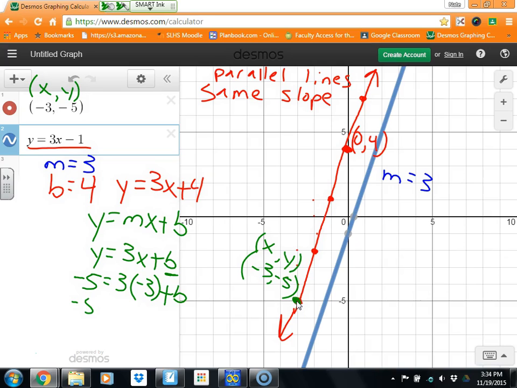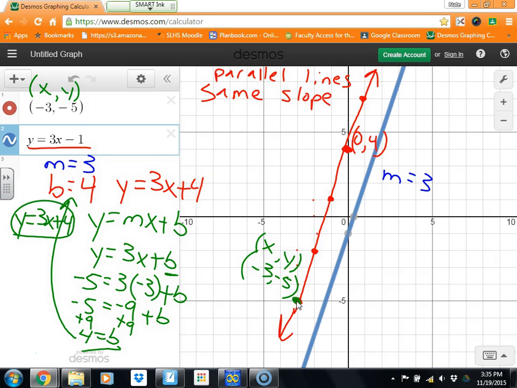So I simplify -9 plus b and add 9 to both sides to get b by itself. So I get b is 4. So if I know my b value is 4, I can rewrite my equation. Y equals 3x plus 4.